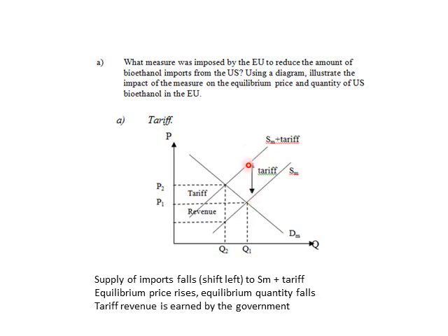The vertical distance is the size of the tariff per unit. So the equilibrium point is now here, where your equilibrium price would have gone up, your equilibrium quantity would have fallen. Like what we mentioned, the vertical distance is the size of the tariff per unit. So the whole tariff revenue, tariff times the quantity, goes to the government. So supply of imports falls to SM plus tariff, and equilibrium price goes up, equilibrium quantity falls. So this is the total revenue earned by the government.